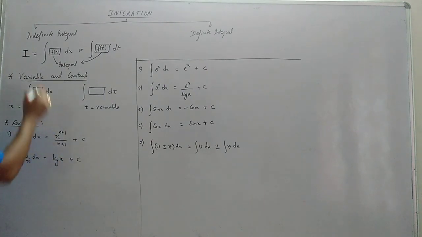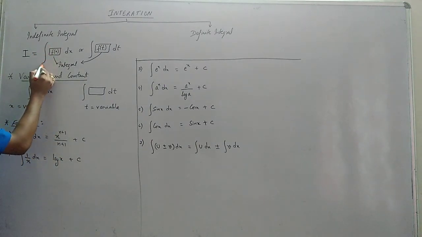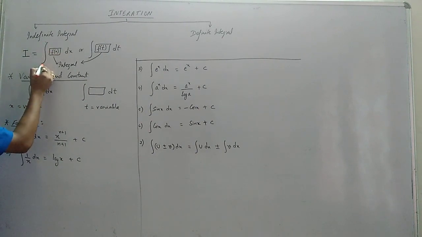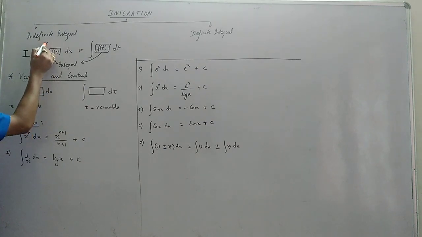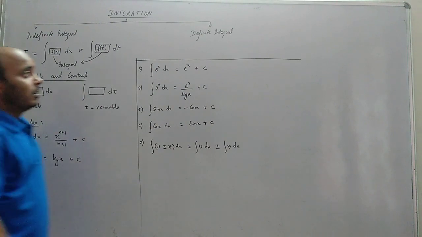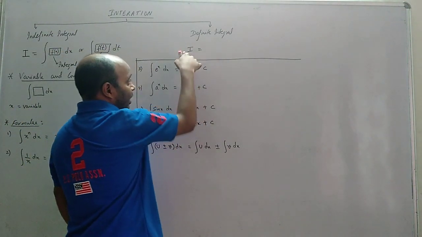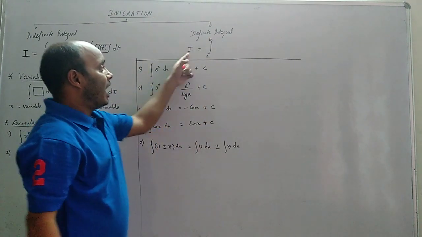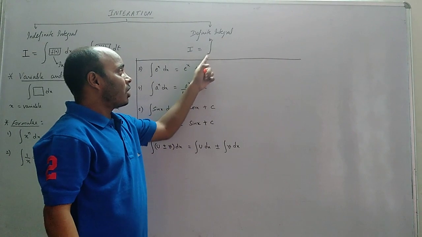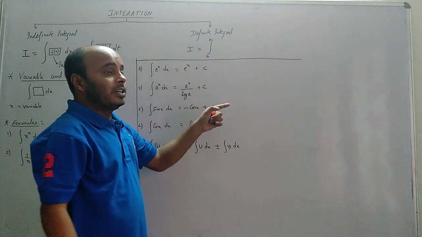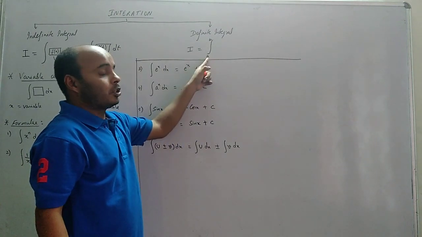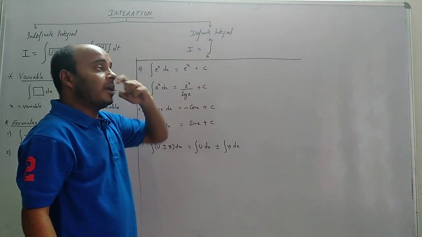In the indefinite integral, there is nothing written here and there is nothing written here. These are called limits, lower limit and upper limit. If we don't have limits, then that is an indefinite integral. But if we talk about the definite integral, I equals integration from a to b. We read it like this, integration from a to b. Don't read it like b to a. It is always read from lower to upper, a to b, where a is called the lower limit and b is called the upper limit.